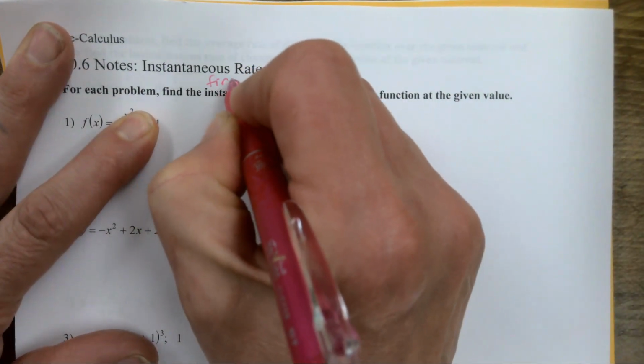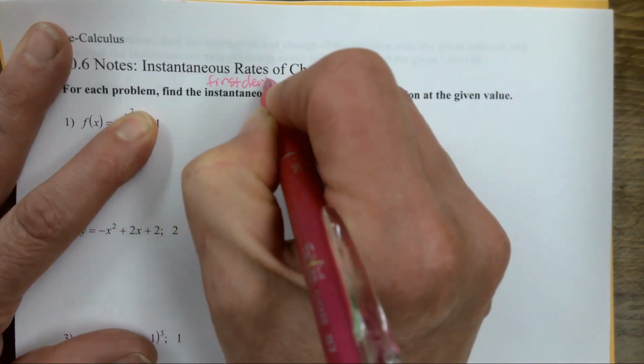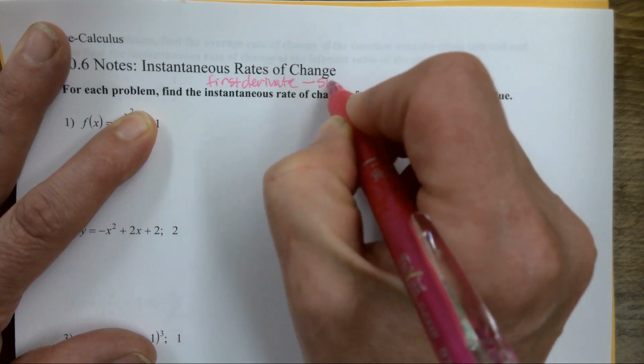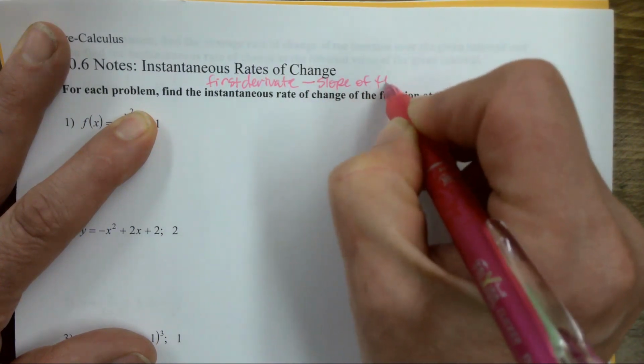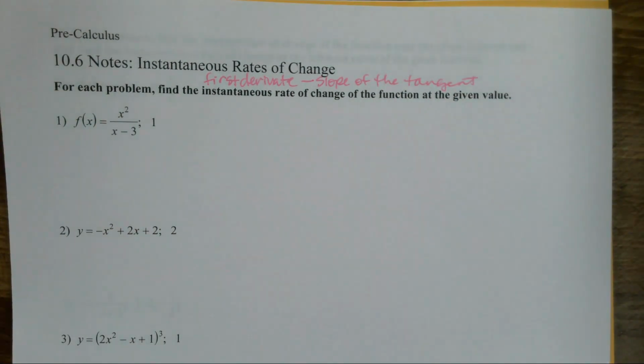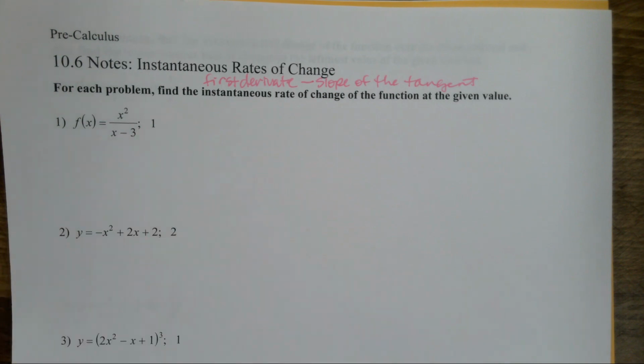first derivative. It is just asking for the slope of the tangent. So if you see differentiate, find the first derivative, find the slope of the tangent, what is the instantaneous rate of change? All of those different things mean exactly the same thing. And it just means take your first derivative, plug in the value.